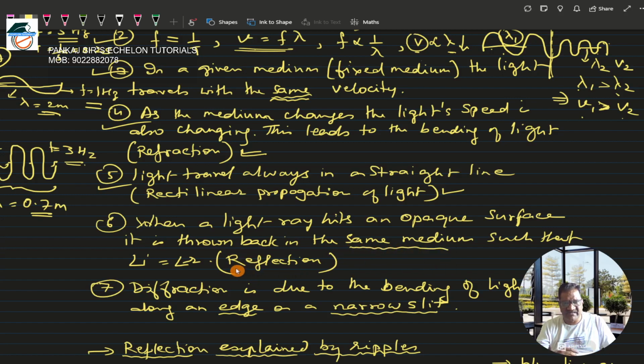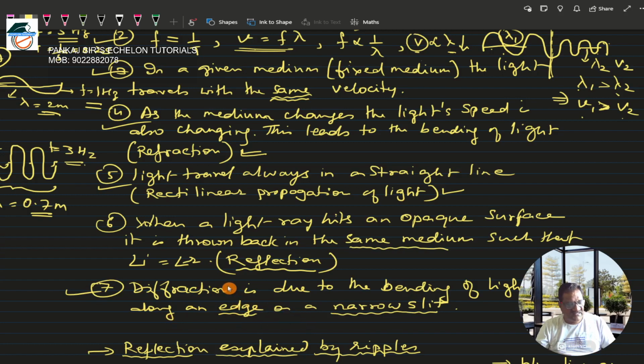So what is reflection? Reflection is defined as the throwing back of the light, okay, into the same medium on hitting an opaque surface. So that is reflection. So refraction, I told you what it is. Reflection, I told you what it is. Now let us talk about what is diffraction. Diffraction is due to the bending of light, okay, along an edge or a narrow slit.